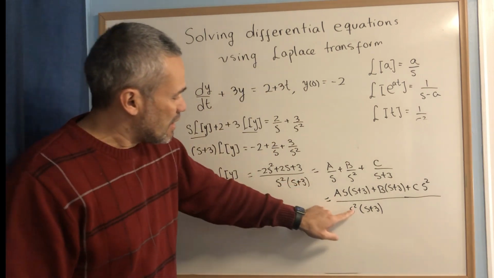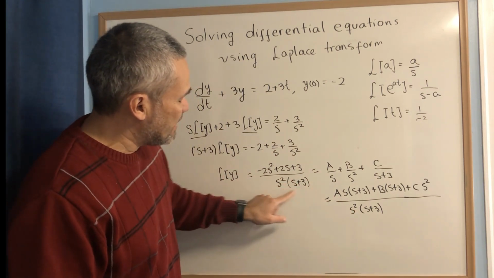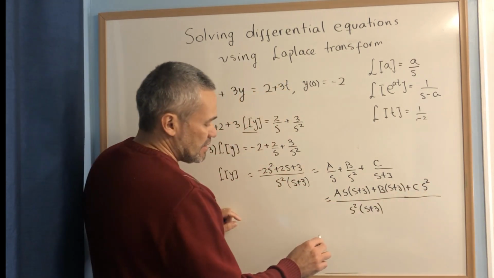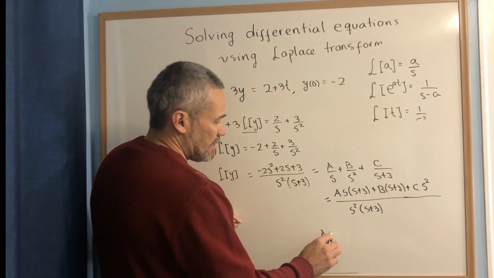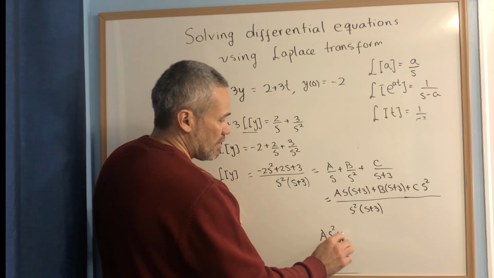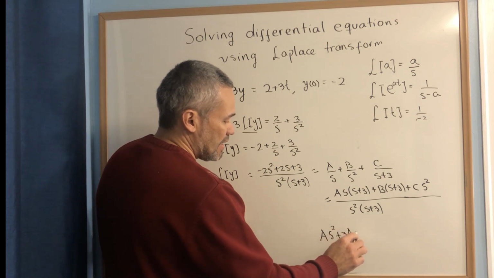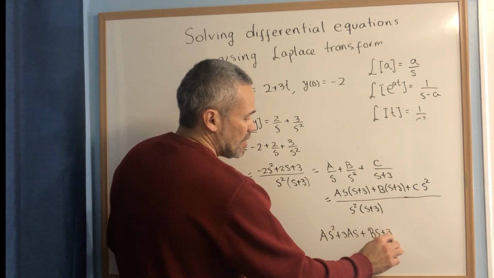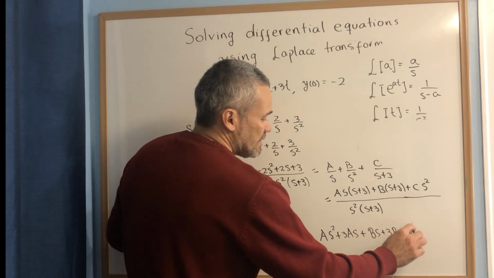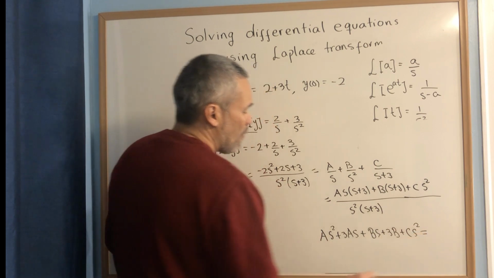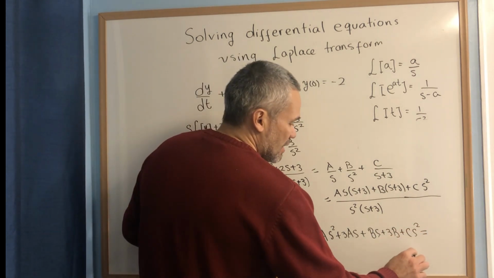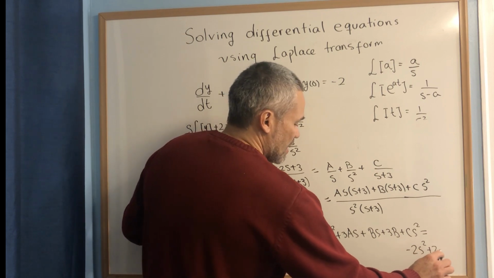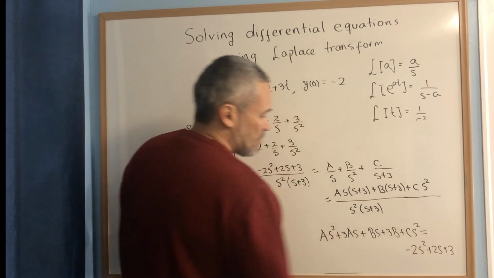Since these two fractions are the same and they have the same denominator, we want this numerator, which is a s squared plus 3as plus bs plus 3b plus cs squared, to be negative 2s squared plus 2s plus 3.